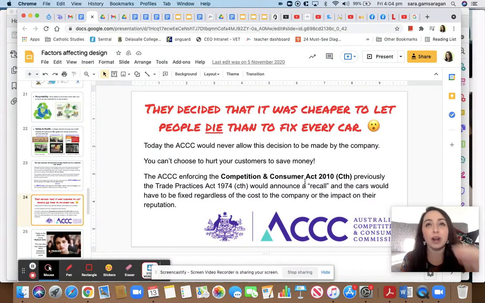Ford has a responsibility as a brand, as a design company, to make safe products. And what happens if they don't? Well, the ACCC will step in, make them recall the products, fix all the cars, and then they lose a lot of consumer confidence because their reputation is ruined. People are like, I don't trust that brand anymore because they had deadly cars. And we saw that same thing happen with the Samsungs that were burning through people's legs.